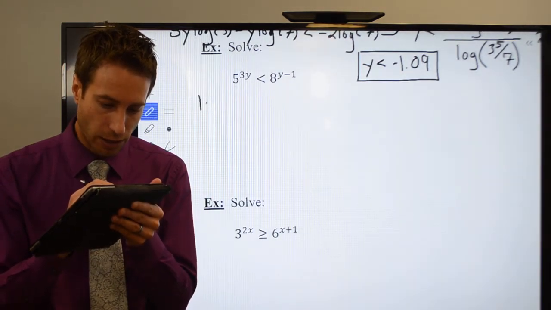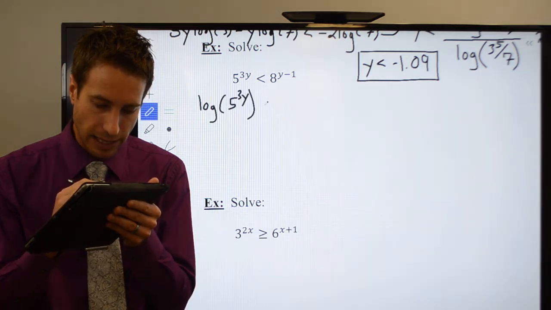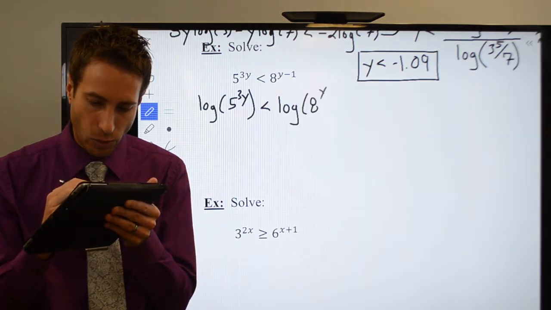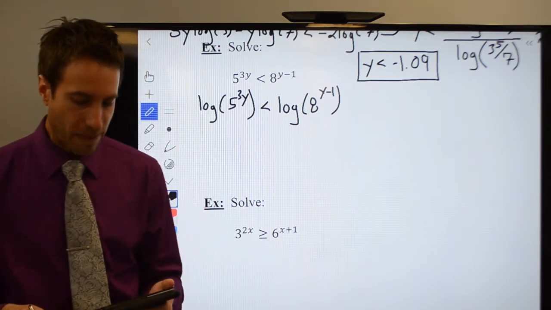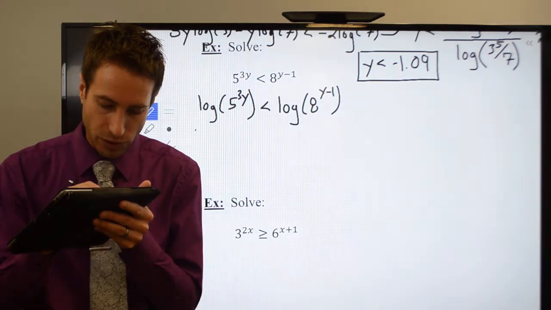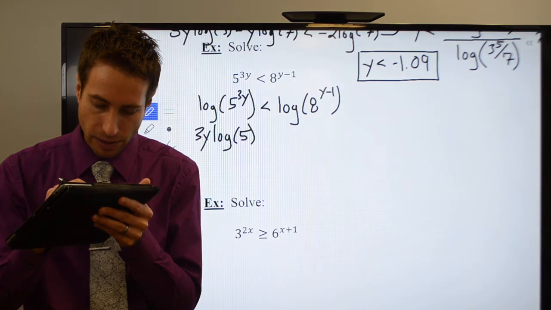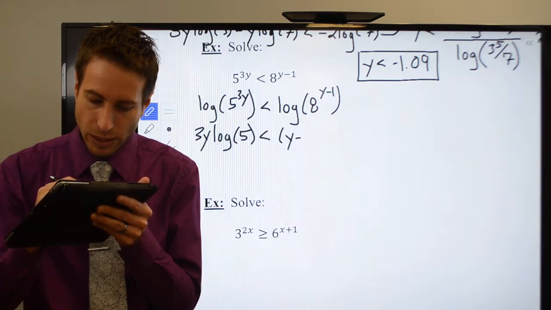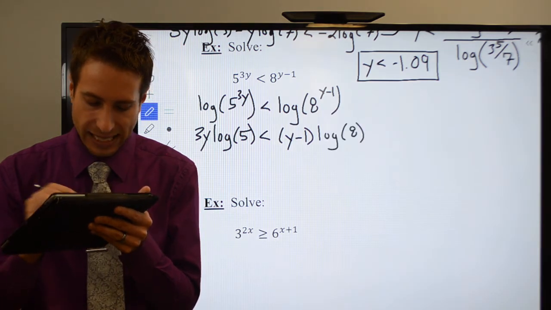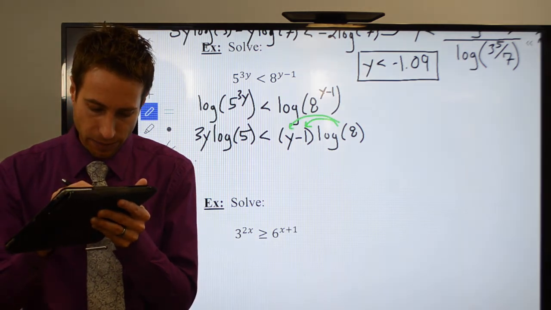I will have the log of 5 to the 3y less than the common log of 8 raised to the y minus 1 power. Again, the power property of logarithms will allow you to bring those down out front. So 3y log of 5 less than the quantity y minus 1 times the common log of 8. Distribute that common log of 8 through the parentheses.